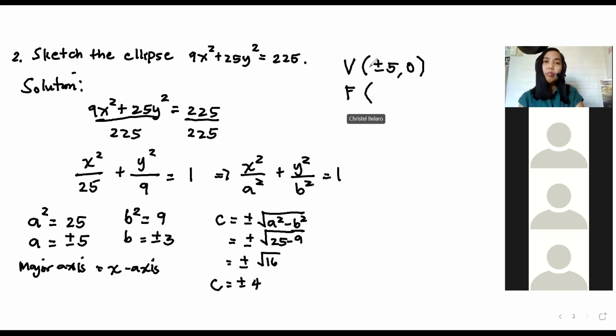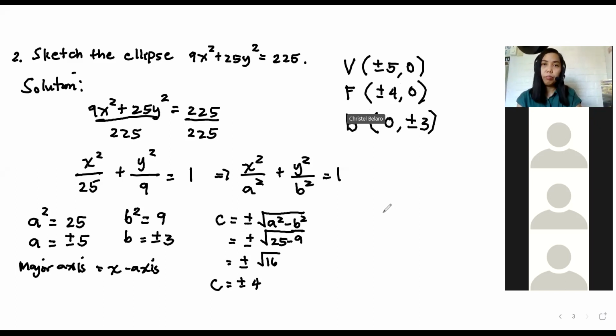The foci are where the vertices are, along the same axis, but the value of c is positive, negative 4, 0. And for the minor axis, the coordinates are 0, positive, negative b, which is positive, negative 3.